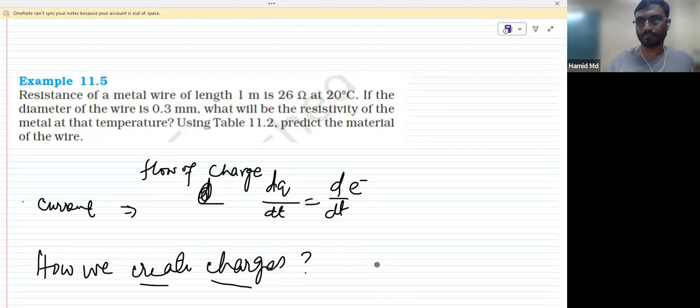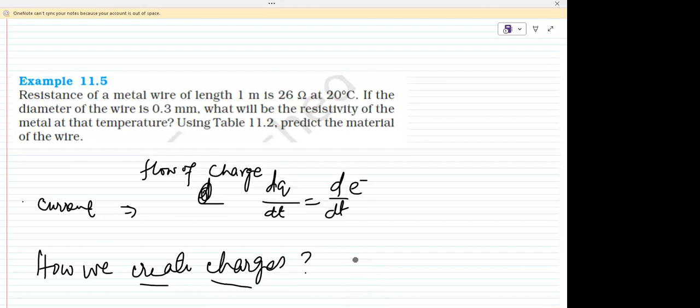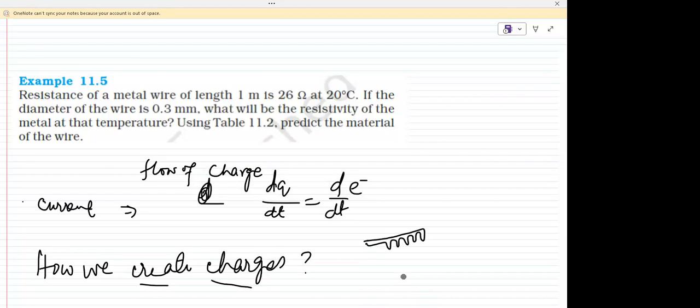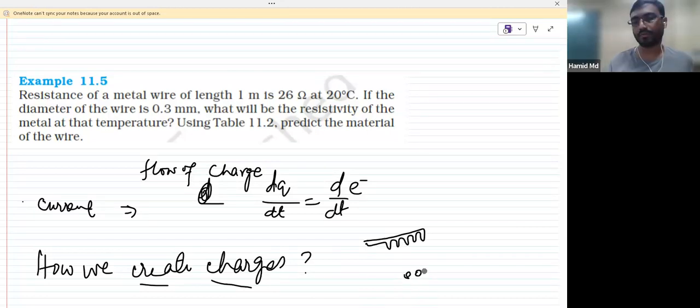So my question is, how do we create charges? There are a number of ways. If we rub our dry hair with a comb, it creates a charge, and then if we bring small pieces of paper, it attracts the papers, right? What is the invisible force here? The comb is positively charged and the paper is neutral, so it is attracted.